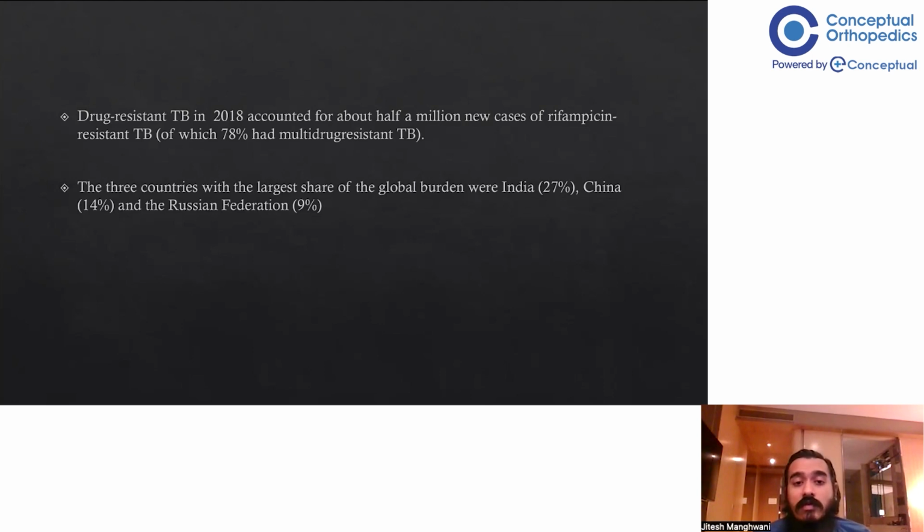The three countries that have the largest share of the global burden are India, 27%, China, 14%, and the Russian Federation, 9%. This is the reason why government programs these days are aiming towards the eradication of tuberculosis, and a lot of programs are aimed at proper management of the disease with proper guidelines so that drug resistance does not increase further, and also at curbing the transmission and the disease altogether.